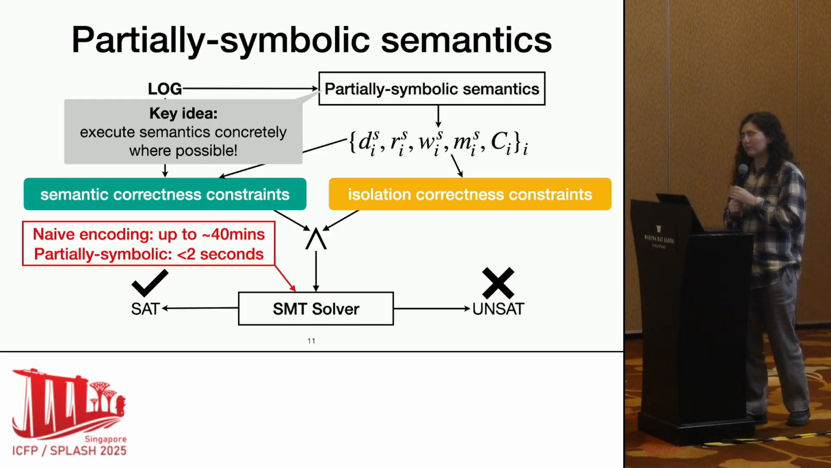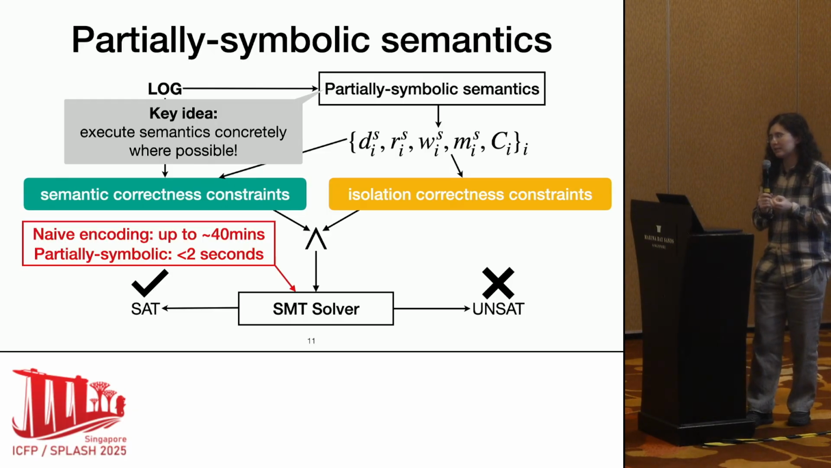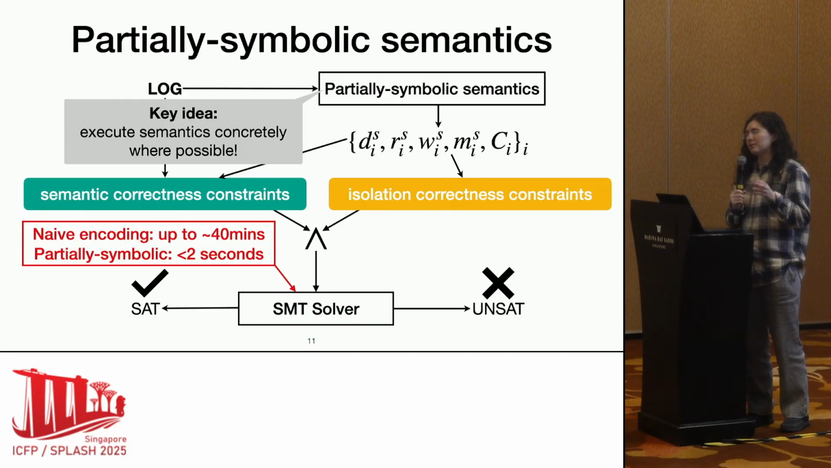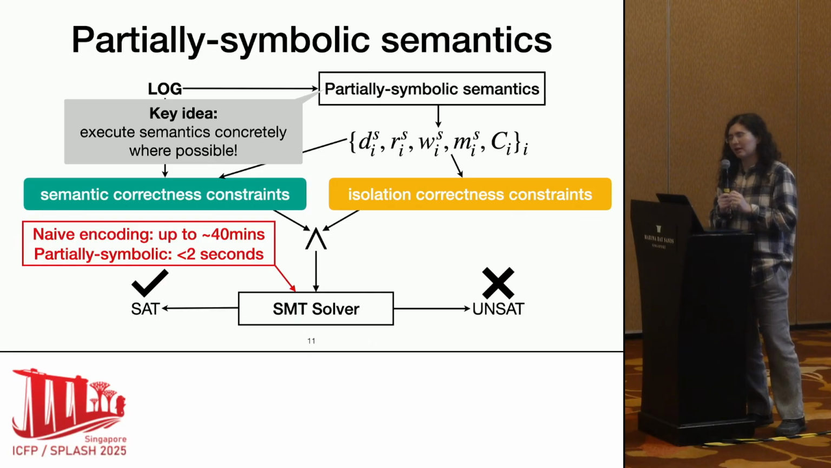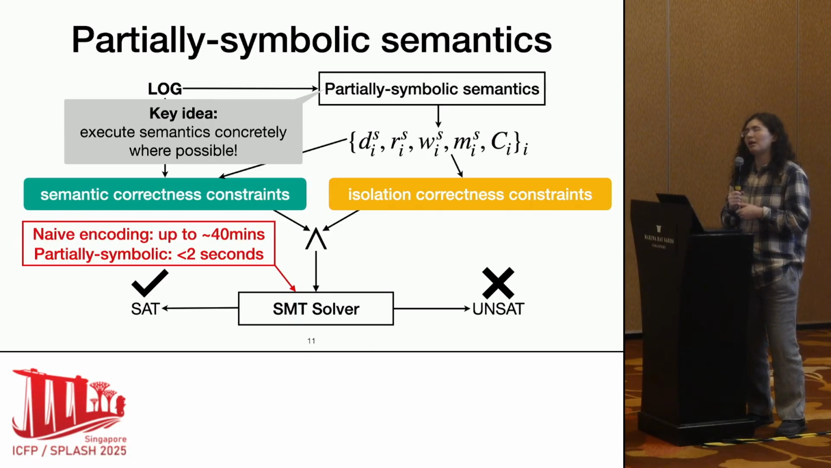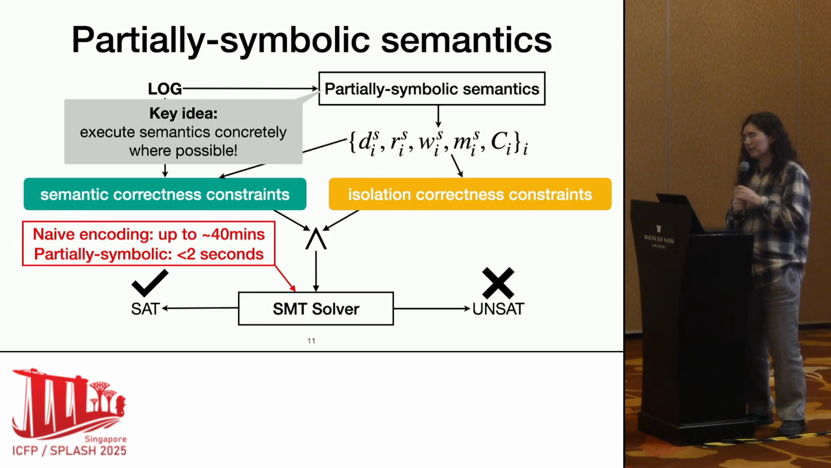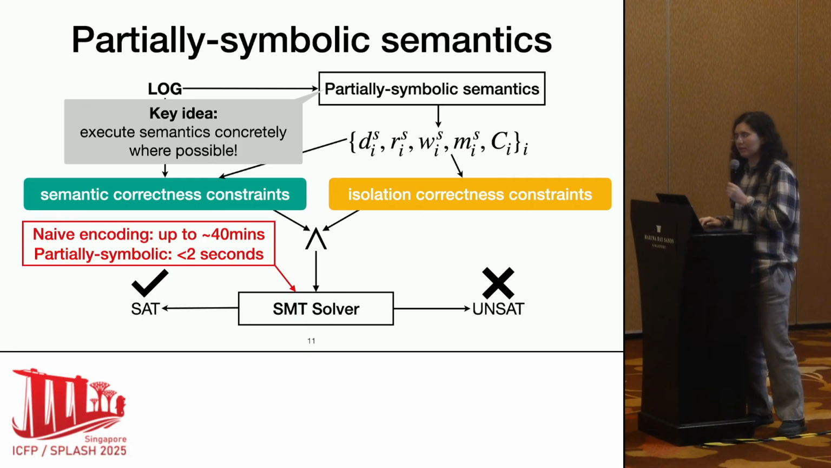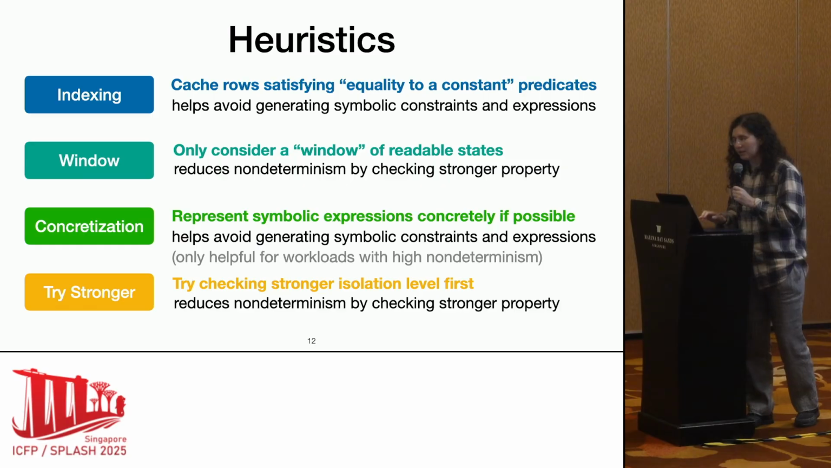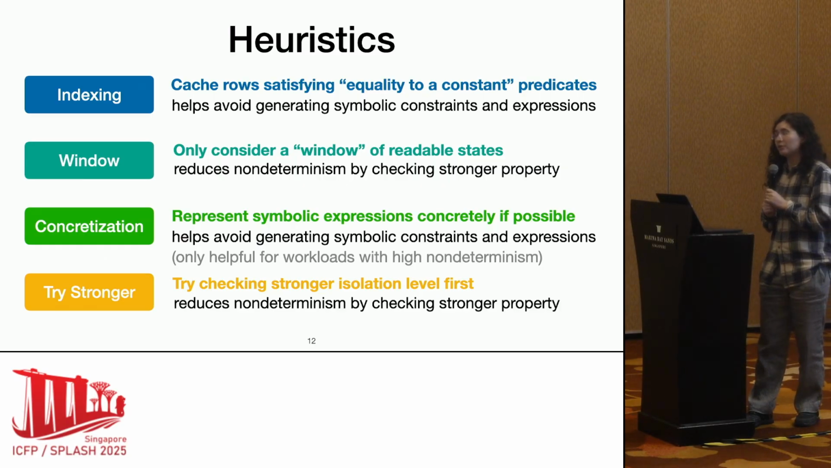So in terms of actual experiments, we ran some experiments with the naive encoding that I mentioned before, this sort of BMC style encoding, versus the constraints we get with this partially symbolic semantics. The naive encoding gave us formulas that took the SMT solver around 40 minutes to solve, while the constraints generated by the partially symbolic semantics were able to be solved in under 2 seconds. So that was one way that we deal with scalability.